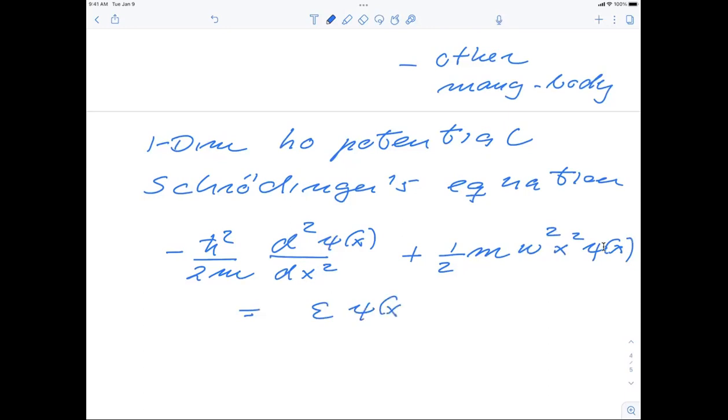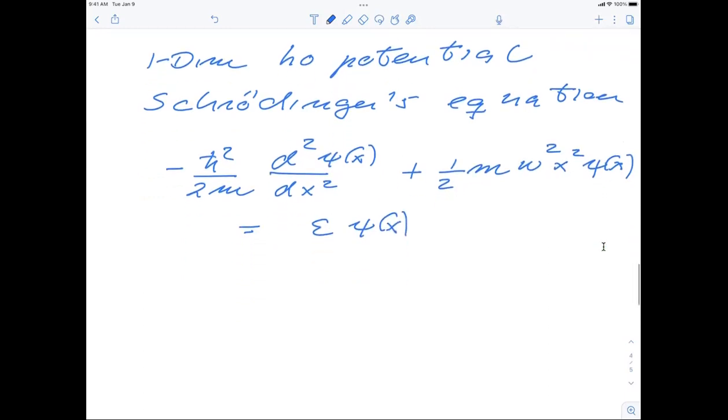equal to the energy times psi of x. And we know that the energy is discretized, so we would have an energy eigenvalue, which is given by h bar omega, and then we have this quantum number n plus 1/2. And n takes values from 0, 1, 2, and in principle up to infinity. So we have an infinite set of bound states for this system.